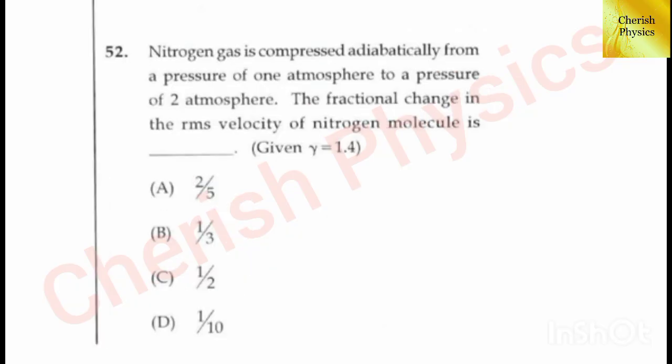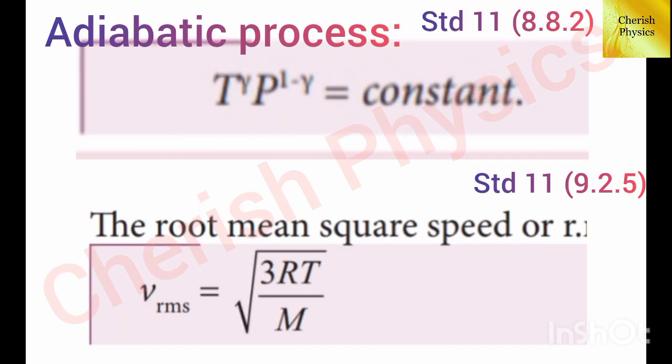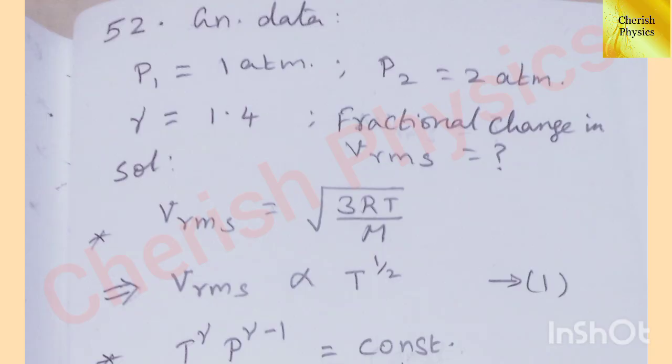Second question. Nitrogen gas is compressed adiabatically from a pressure of 1 atmosphere to a pressure of 2 atmosphere. The fractional change in the RMS velocity of nitrogen molecule is dash. Given the ratio of specific heat capacity gamma equal to 1.4. The given data, pressure P1 equal to 1 atmosphere, P2 equal to 2 atmosphere, gamma equal to 1.4. We have to find the fractional change in RMS velocity.